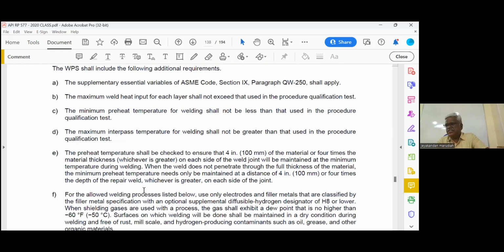That's all metallurgy. So the next part, we will go another 15 minutes. Welding process.